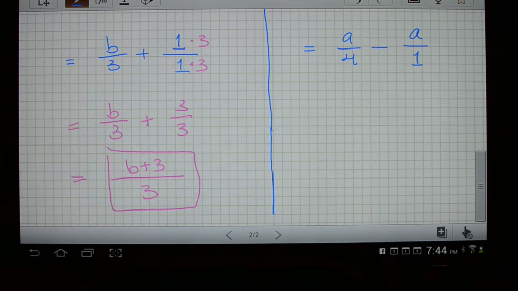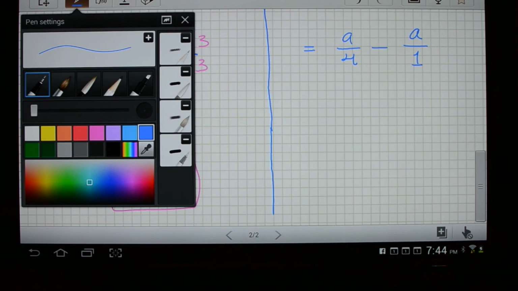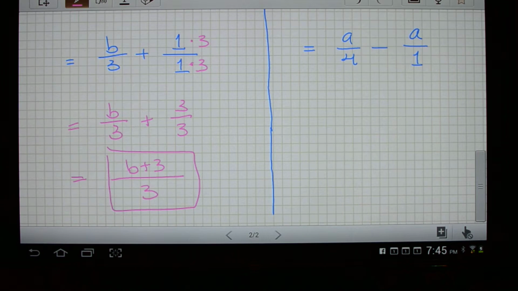Alright, let's look at this other example. We've already written the a over 1. So we have a 4 there. If I can make this a 4, then we're good. So multiply that times 4, and what you do on the bottom, you must also do on the top. So it's a over 4 minus 4a over 4 equals, keep your common denominator and subtract the numerators.